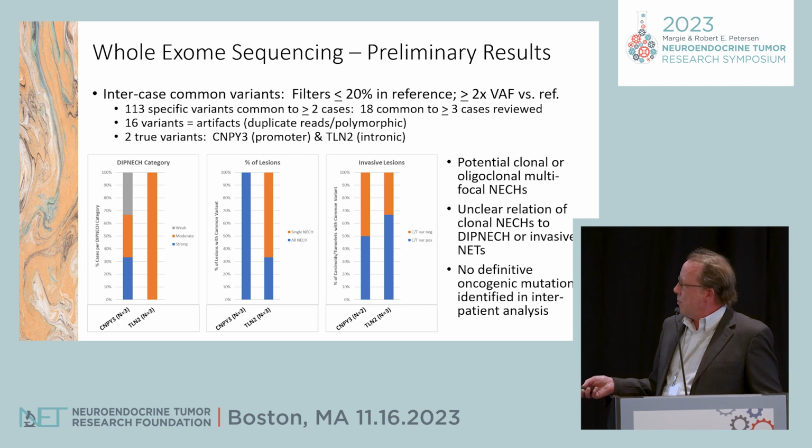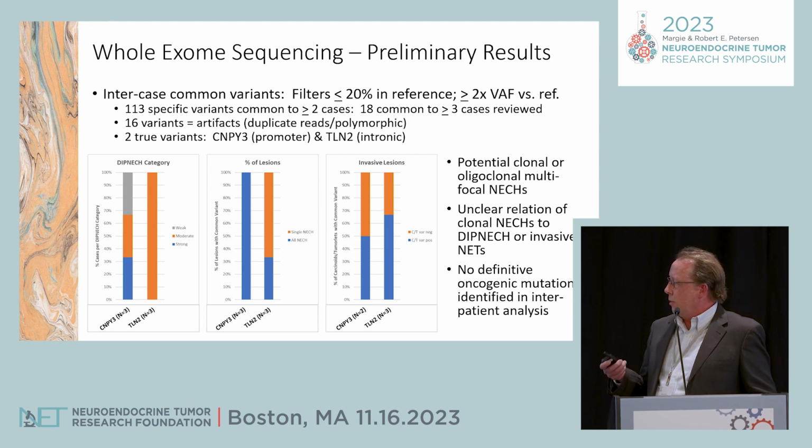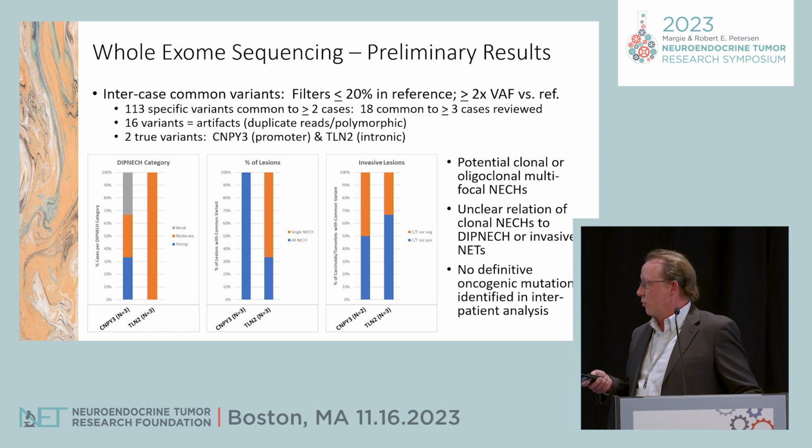For the CMPY3 variant, all of the premalignant lesions in those 3 cases showed that particular variant, whereas only one of the 2 did in 2 of the 3 patients that had the TLN2. And then finally, 5 of these 6 cases had carcinoid tumors, and you can see here that 3 out of the 5 invasive tumors had the same variant as we found in the neuroendocrine cell hyperplasias.